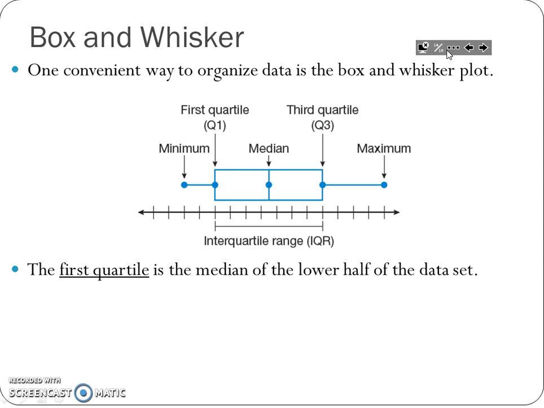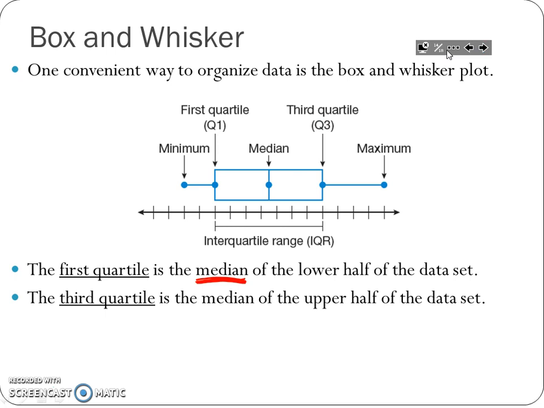Now, those may seem a little bit new. Our first quartile, however, is just the median, which we know how to find, of the lower half of the data set. And our third quartile is just the median of the upper half of the data. Other names that you'll hear: some people call the first quartile the lower quartile and the third quartile the upper quartile.